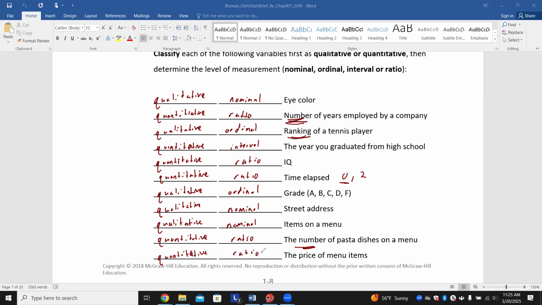All right, so that's pretty much all the way through 1.2. Let's get into 1.3.